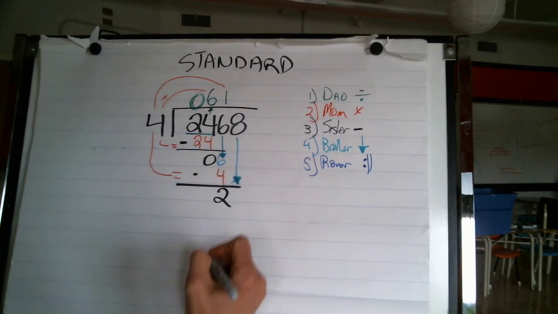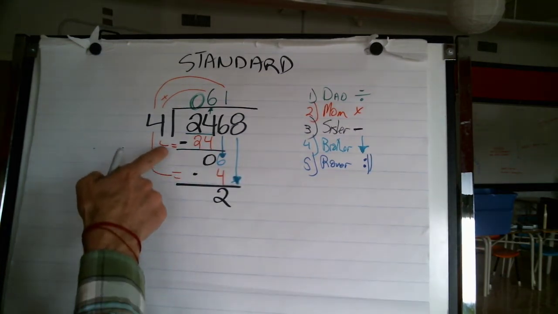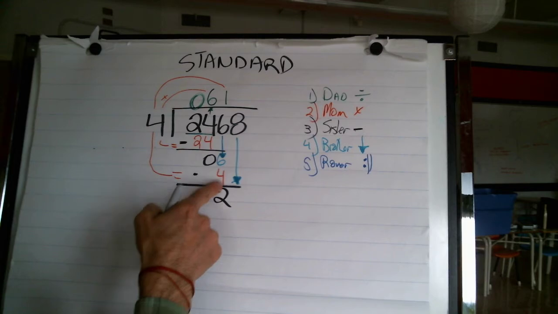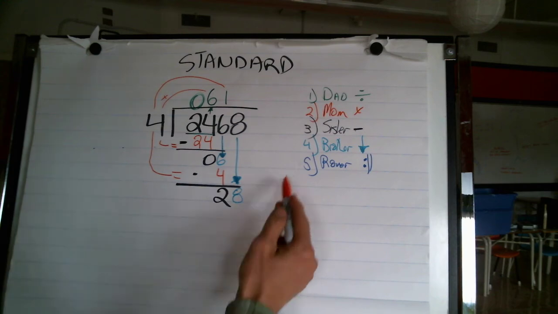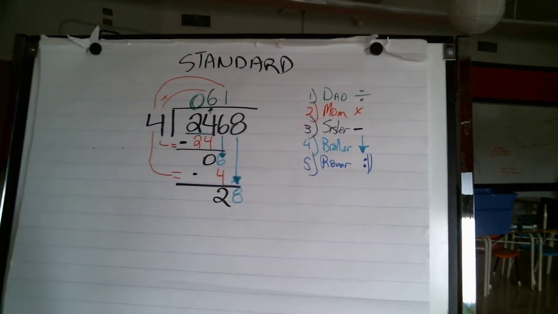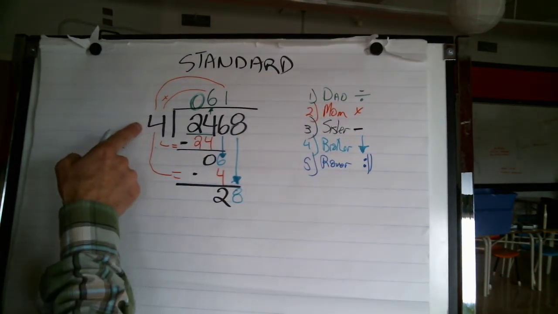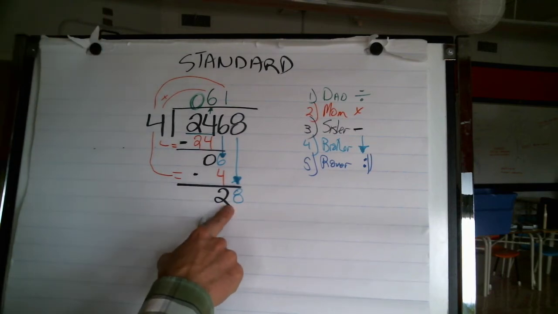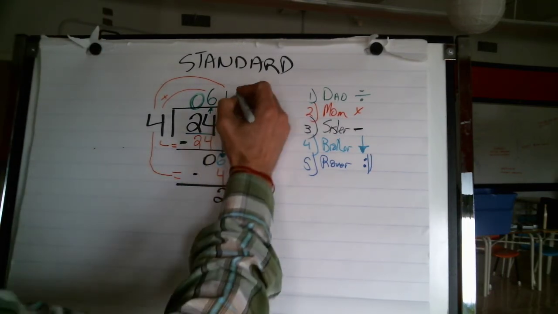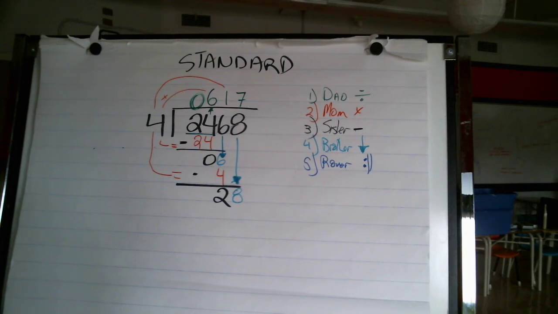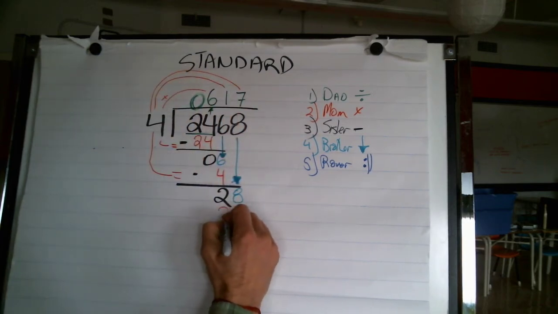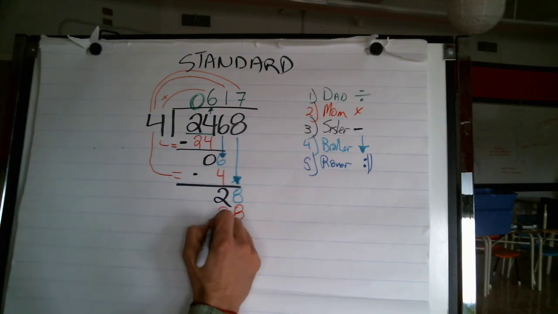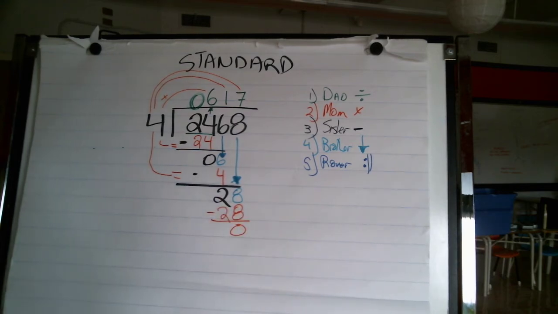You can't learn this academically. You got to do it. So I get 2. 6 minus 4 is 2. I bring down my 8. And what do I do next? I repeat. Back to dad. Divide. How many times does 4 go into 28? It goes in 7 times. I check it. 7 times 4 is 28. I subtract. I get 0.